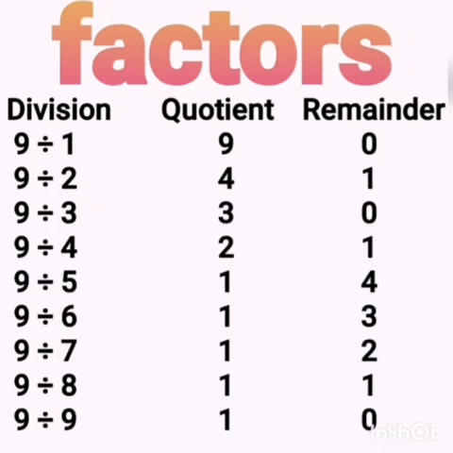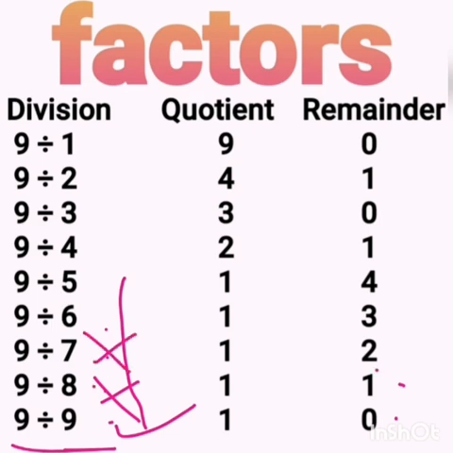Similarly, we have 9 divided by 6, 9 divided by 7, 9 divided by 8, 9 divided by 9. Among these, we see that only 9 when divided by 9 gives me remainder 0. So 9 is a factor, right? 8 has remainder 1. So 8 is not a factor, right? 7 has remainder 2. So it is not a factor, right?